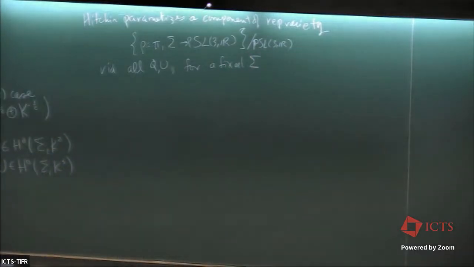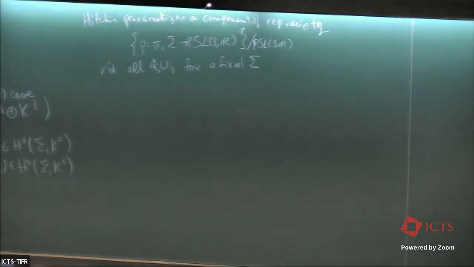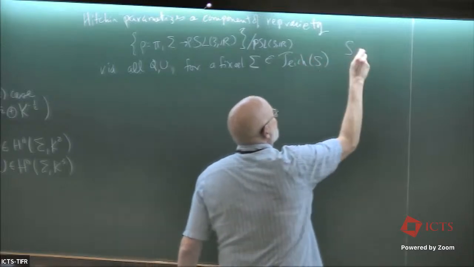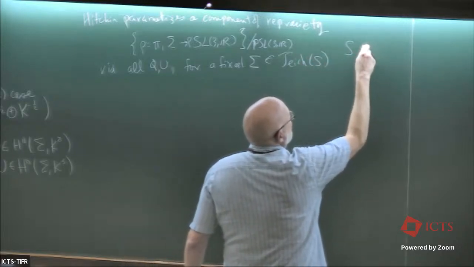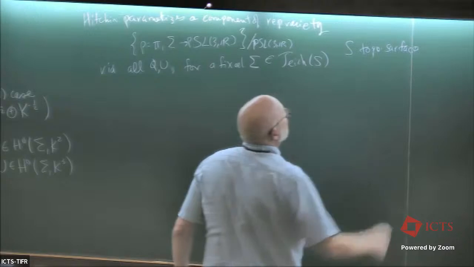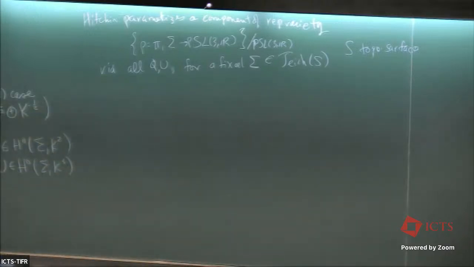Okay? So if you have a base point, a Riemann surface in Teichmüller space, so this is going to be in the Teichmüller space of S, where S is just the topological surface behind the Riemann surface, the conformal structure. Then if you fix sigma and vary Q and U, you get all of this component via this Higgs bundle construction. And of course, these representations come from this flat connection, which we'll write down later.